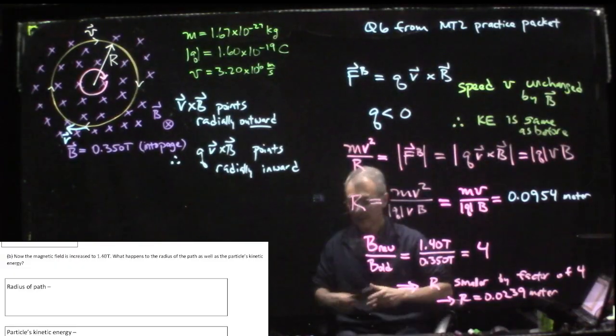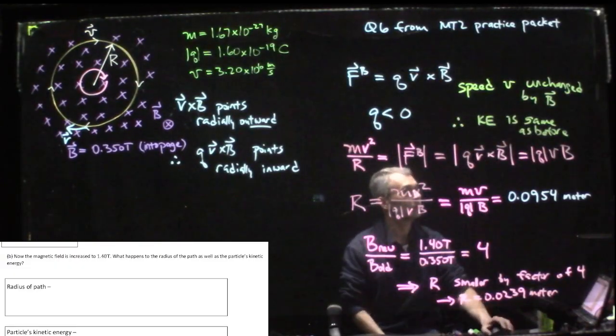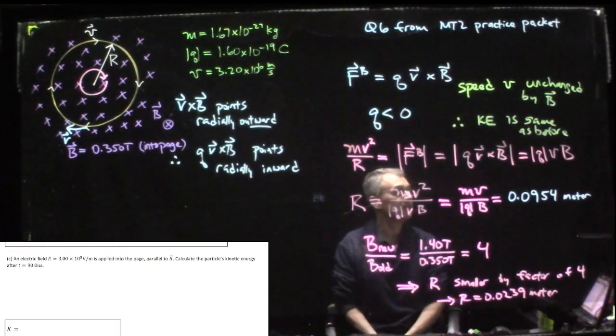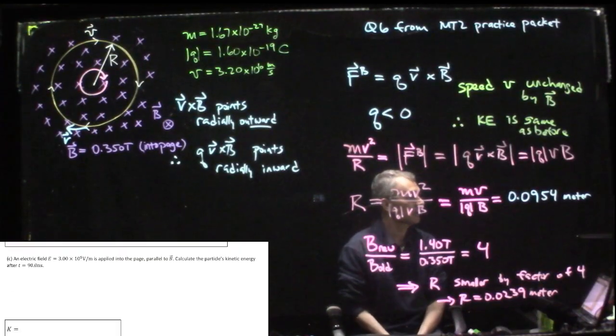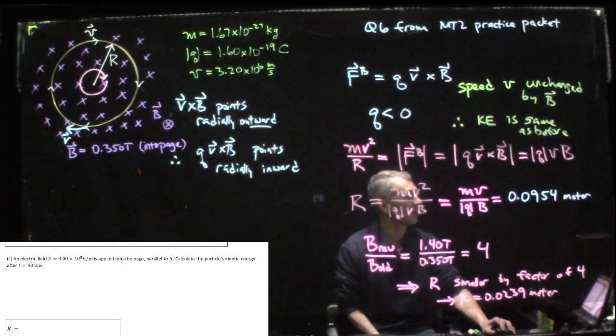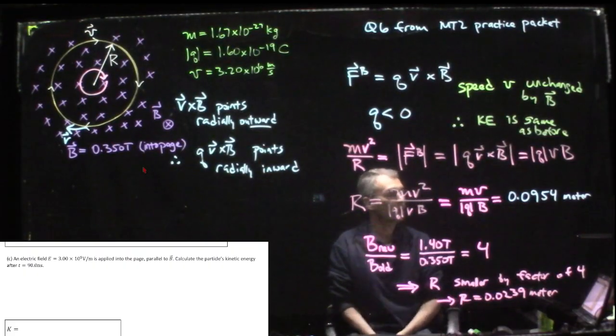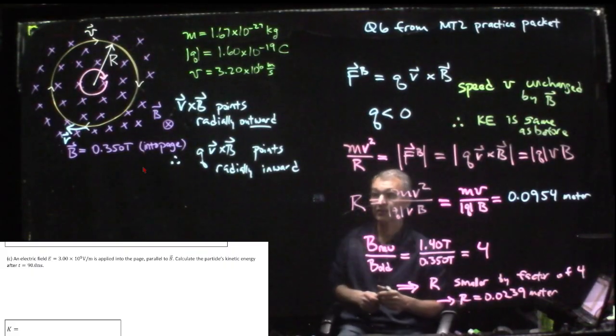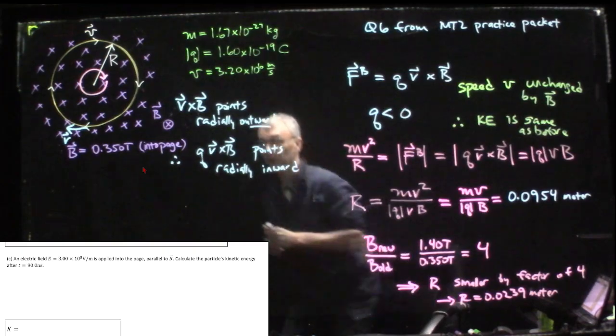Okay. Then there's one more part of this problem. Now an electric field of magnitude 3 times 10 to the 5th volts per meter is applied pointing into the page, parallel to the magnetic field. What is the particle's kinetic energy 90 nanoseconds later? And you have to remember nano is 10 to the minus 9.